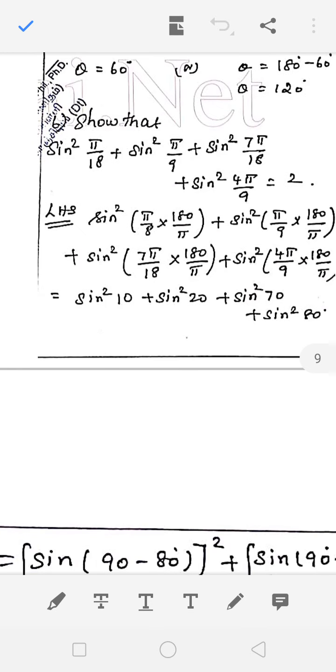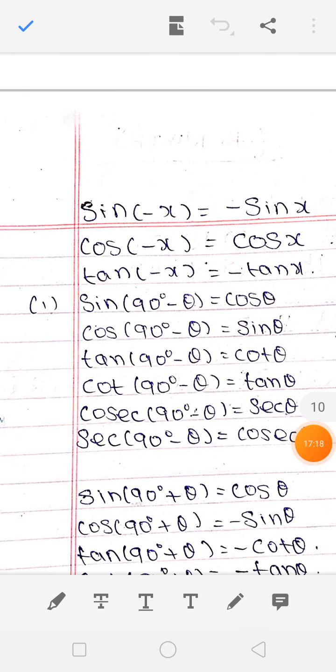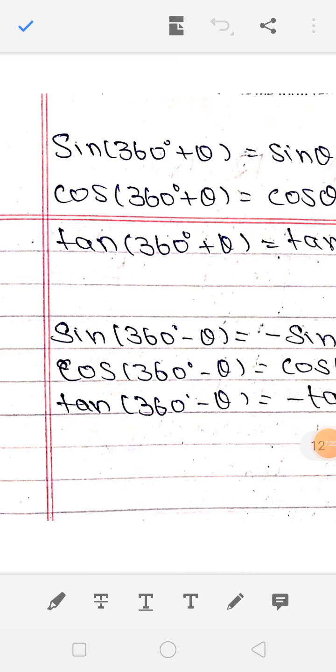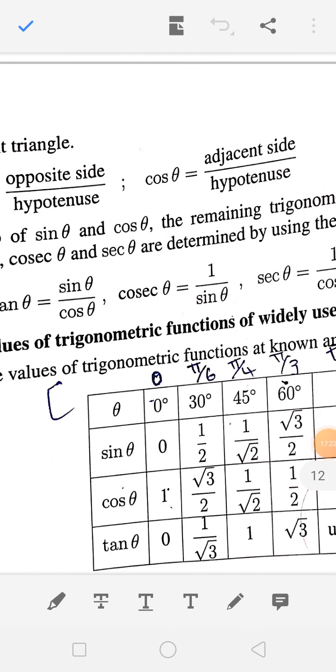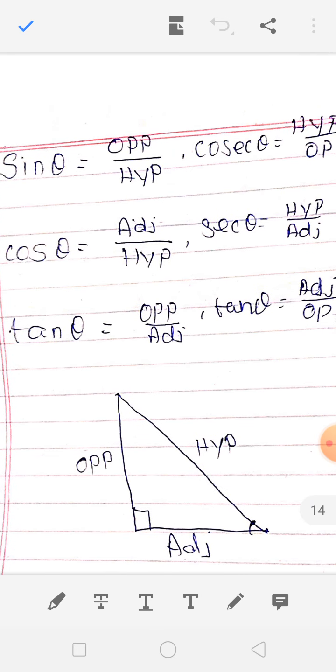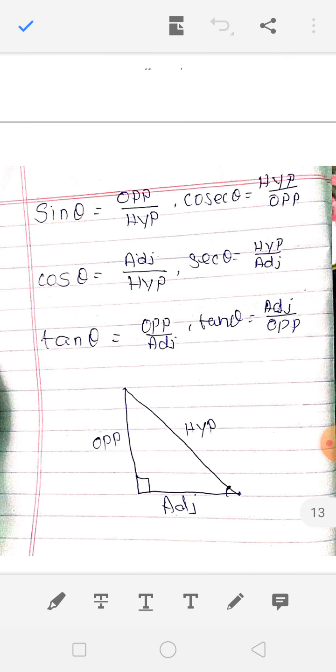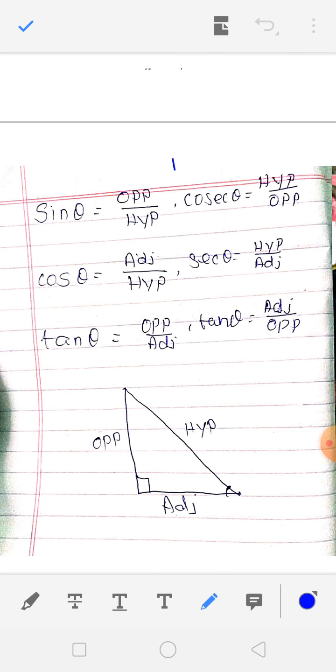Okay, now second sum, you should know the Pythagoras theorem. So sin theta is equal to opposite by hypotenuse, cos theta is equal to adjacent by hypotenuse, tan theta is equal to opposite side by adjacent side. So cosecant theta is equal to the reciprocal of sin, that is hypotenuse by opposite. Secant theta is equal to the reciprocal of cos. Tan, sorry, here cot theta.